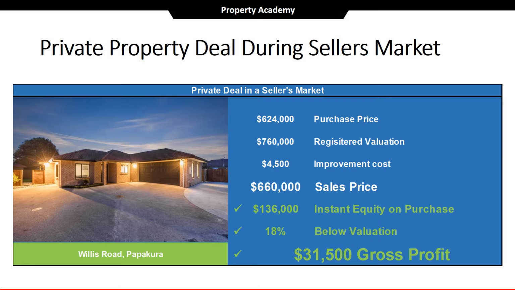So you can see spending a little bit of money boosted the valuation price. I knew that when I purchased the property at $624,000, knowing the valuation was going to come in somewhere in the mid sevens after I had spent a bit of money, less than $5,000, my purchase price was essentially 18% below the valuation. And I knew the instant equity would be somewhere in the vicinity of $100,000 plus. In this case, it's $136,000. It's the difference between the registered valuation and the actual purchase price.